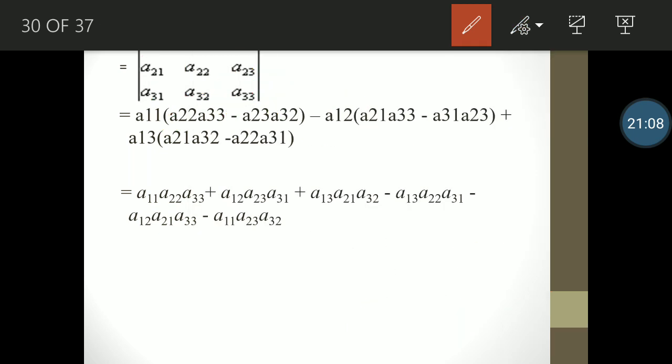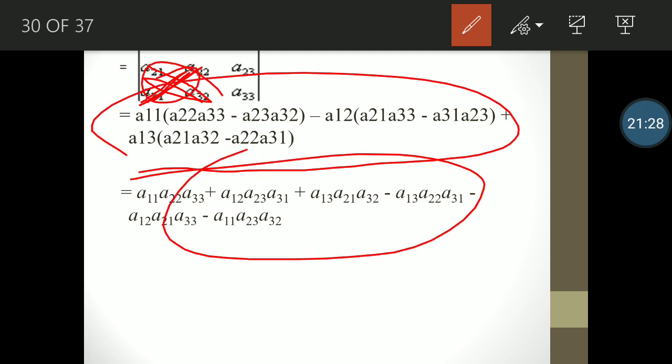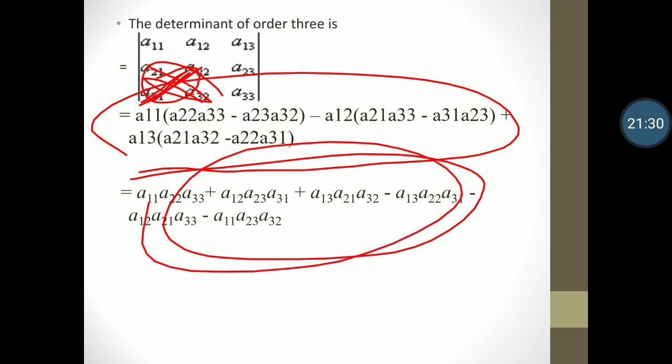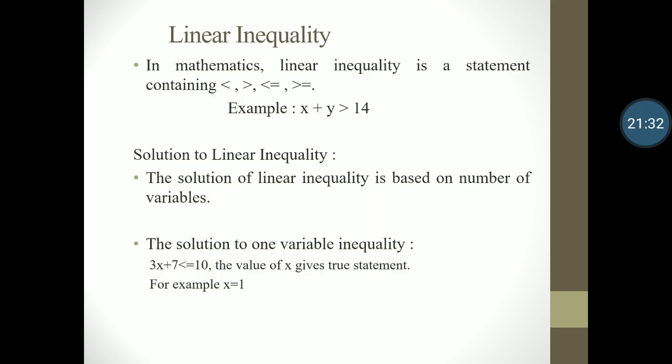Again plus sign. For A13 we will calculate A21 into A32 minus A22 into A31. So it will generate our determinant for order 3.